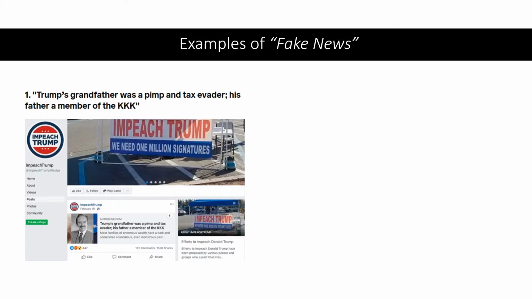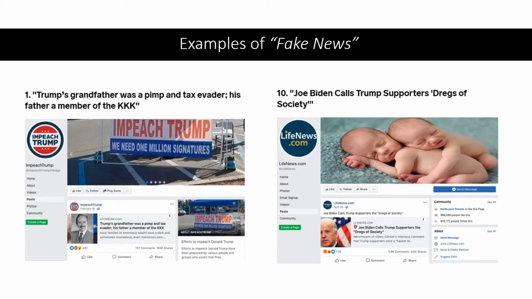So this information, it's really fake news. It fits both of those aspects of the definition of fake news, that it is false information, and they're really trying to discredit a public figure. Now, the second one, this was the 10th most popular, most circulated, most clicked on fake news story of 2019. Joe Biden calls Trump supporters dregs of society, and this was on lifenews.com.